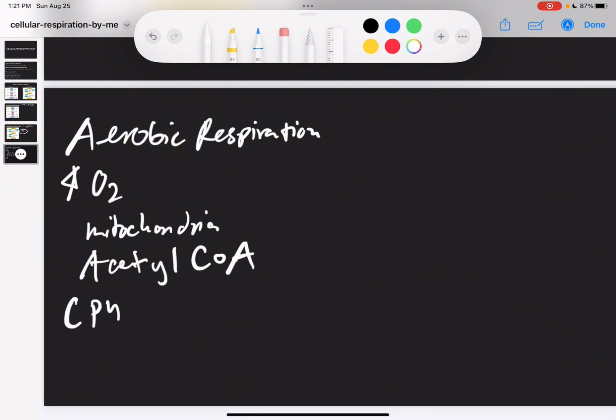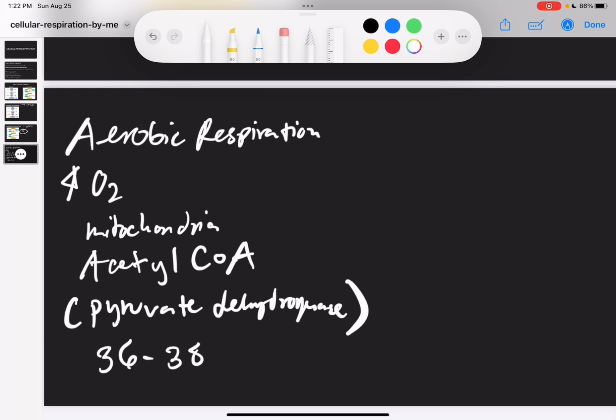Let's write it at the bottom here. Pyruvate dehydrogenase. Here you have the Krebs cycle and the electron transport chain and all those other complex topics that will all make sense in due time. The aerobic respiration pathway produces 36 to 38 ATP.